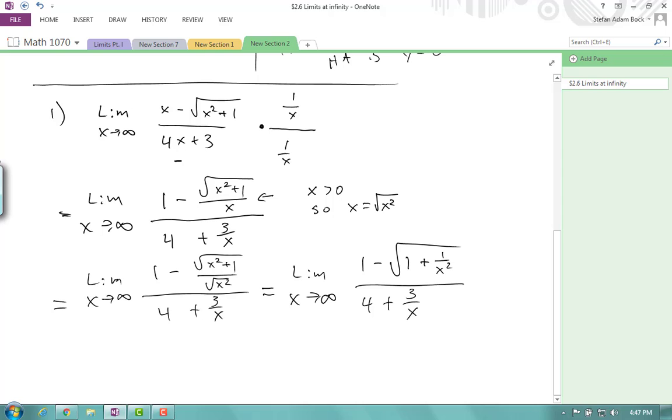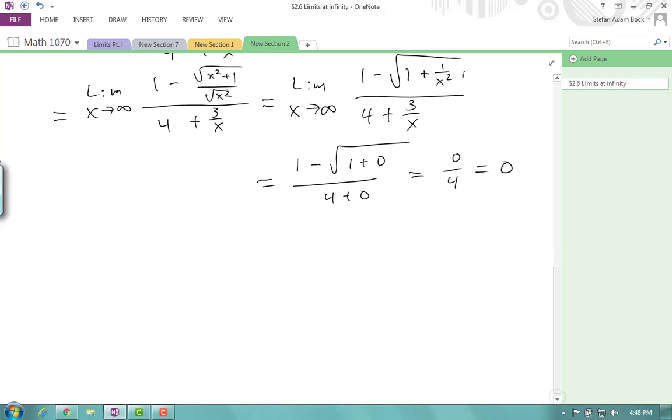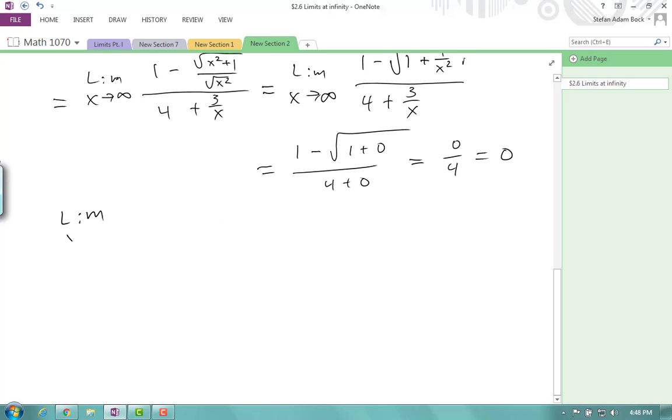But now when I apply my limit, if I try to plug in infinity for x, I'm going to end up with 1 divided by extremely large numbers. So that's going to go to 0. That's always true. 1 over very big numbers goes to 0. So this is equal to 1 minus square root of 1 plus 0, over 4 plus 0, which is equal to 0 over 4. But something different will happen when I go to negative infinity.